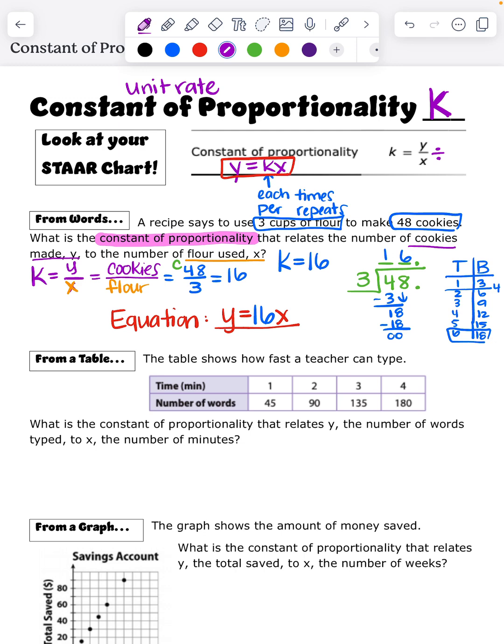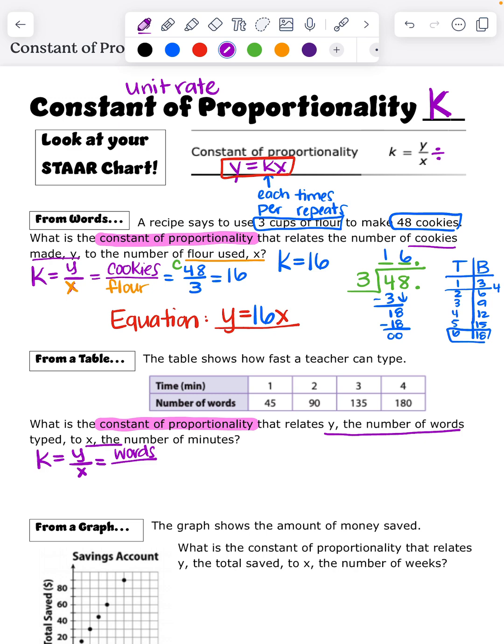So the next one says, the table shows how fast a teacher can type. So in 1 minute, they can type 45 words. In 2 minutes, they can type 90 words. 3 minutes, 135, and so on. So it says, what is the constant of proportionality? The minute that I see that, I'm going to go to my star chart, and I'm going to write down K equals Y over X. And now I'm going to define what is Y, what is X. So I need to keep reading. It says that relates Y. So Y is the number of words. So I'm going to put words.